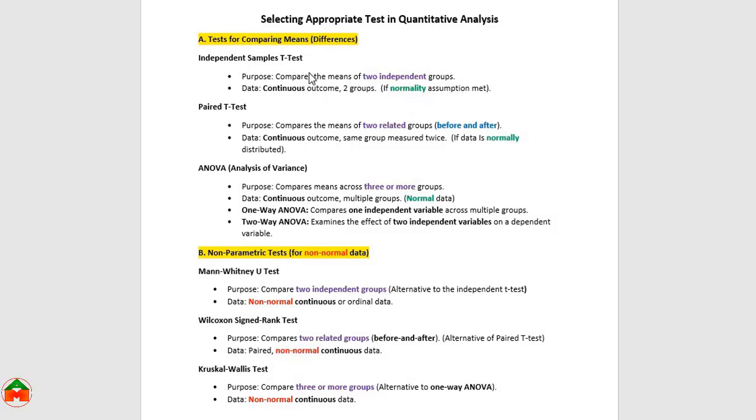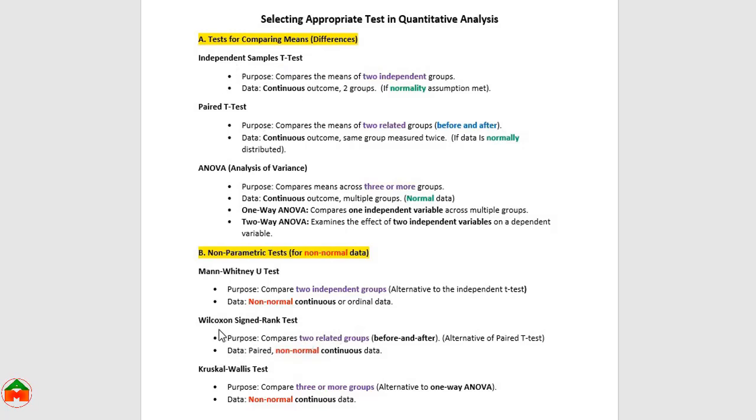So in summary, whenever comparing the mean value of two independent groups, independent sample t-test; three or more independent groups, ANOVA; and before and after effect, paired t-test. But if there are non-normal data, then you can apply Mann-Whitney U test instead of independent sample t-test.